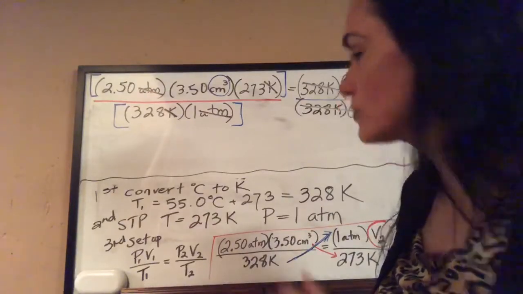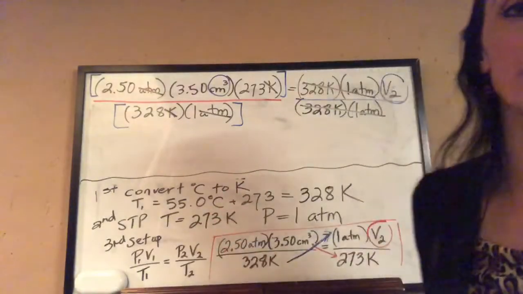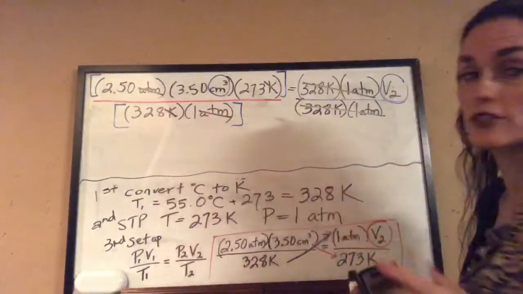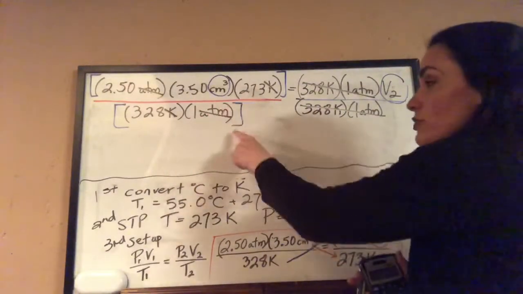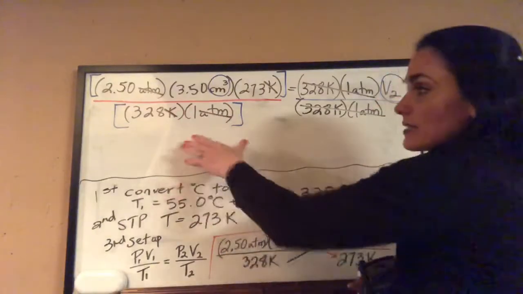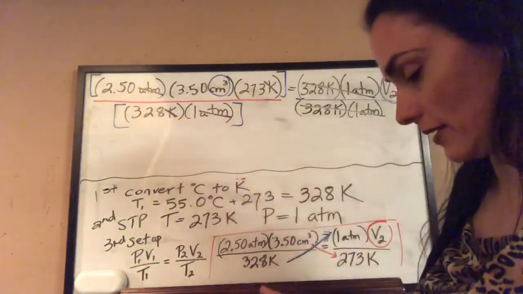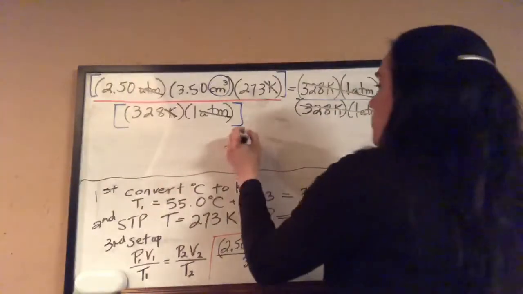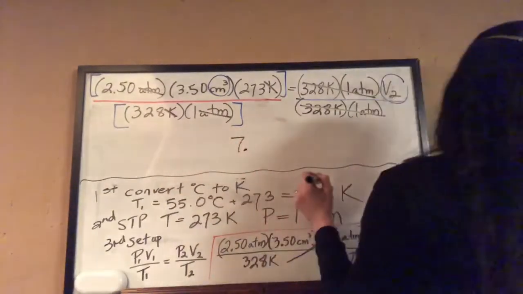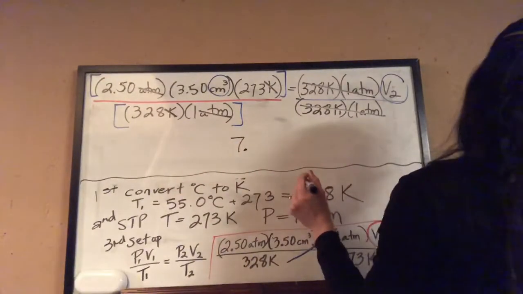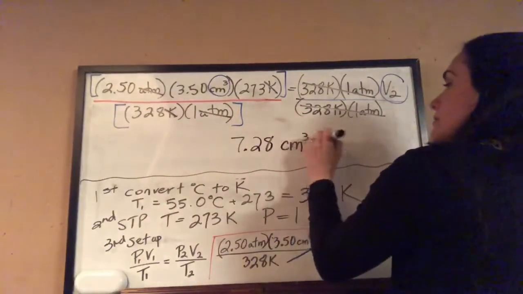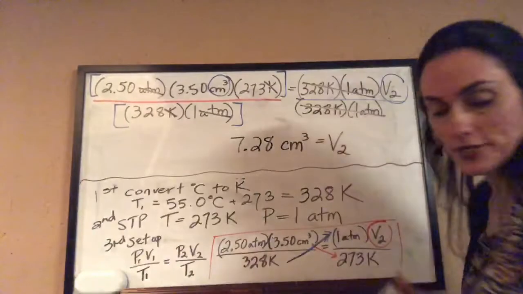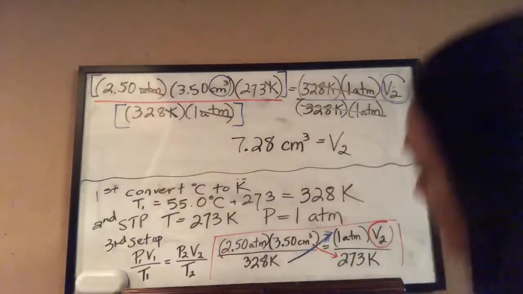Now yes, I know that the 1 doesn't make a difference with this example, but if you had another pressure there that was not 1 atmosphere, then you would have to make sure that you have those parentheses there in that denominator so that the math is calculated correctly. What do you get? You get a resultant volume of 7.28 cubic centimeters. Okay? For your final answer.